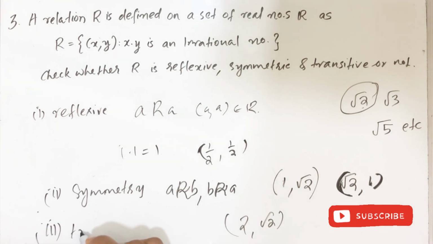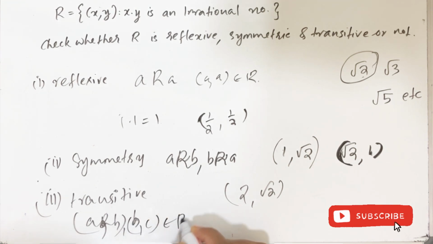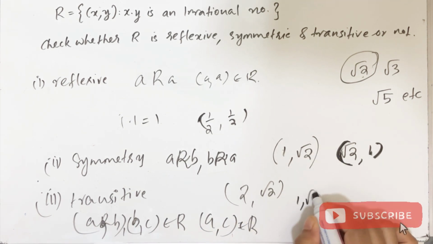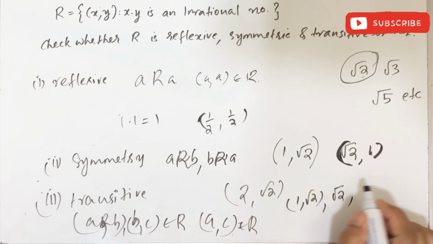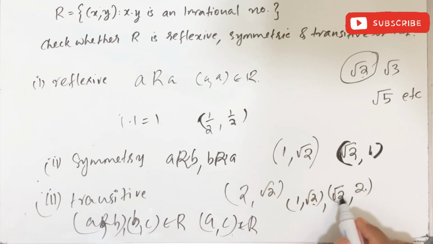And the last one is transitive. Transitive means if (a, b) belongs to R and (b, c) belongs to R, then (a, c) should belong to R. We can take two pairs of elements, the same (1, root 2) and (root 2, some other number). We can take 2 or 3 or 1, even the same one. I'm taking 2. So (1, root 2) and (root 2, 2) belong to R. 1 into root 2 is root 2, it belongs to R. Root 2 into 2 is 2 root 2, again belongs to this relation. And now we check a into c: 1 into 2 is a rational number. So it does not belong to R. So it is not transitive.